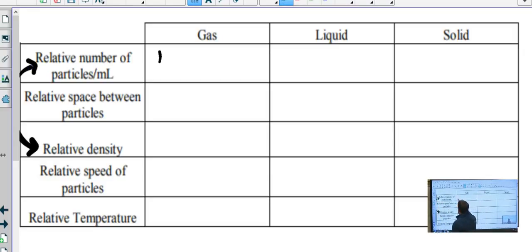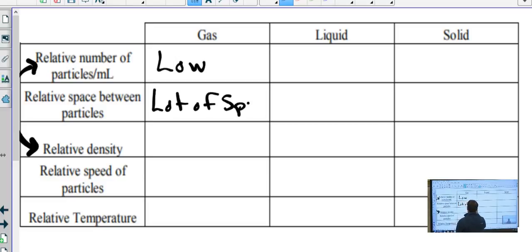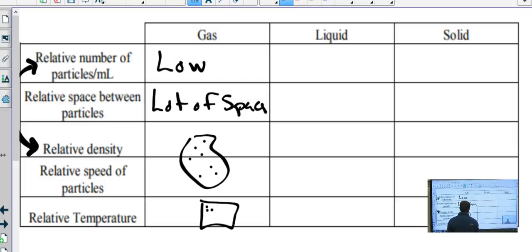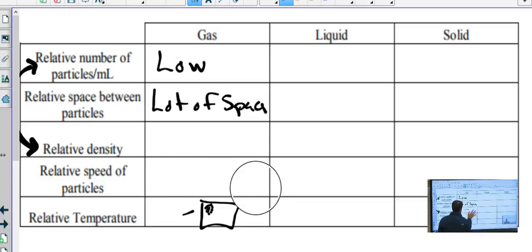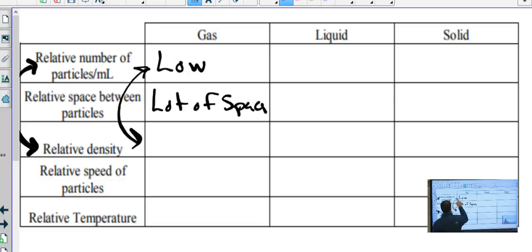In a gas, there are very few particles in a milliliter. There is a lot of space. Because if I draw a gas, the particles have a lot of space. If I was to draw a solid, the particles would be all right next to each other. So that's what we mean by lots of space between particles. The relative density, once again, these are the same questions, so we will say low.